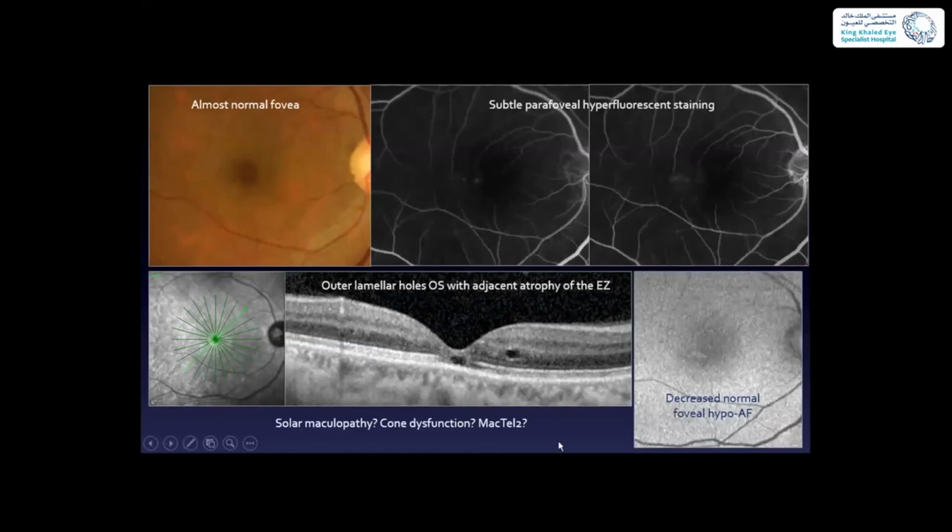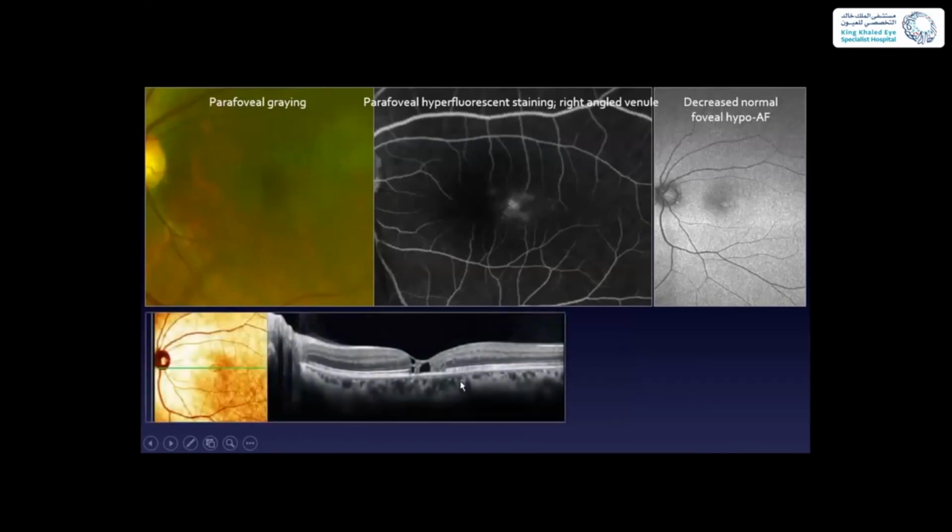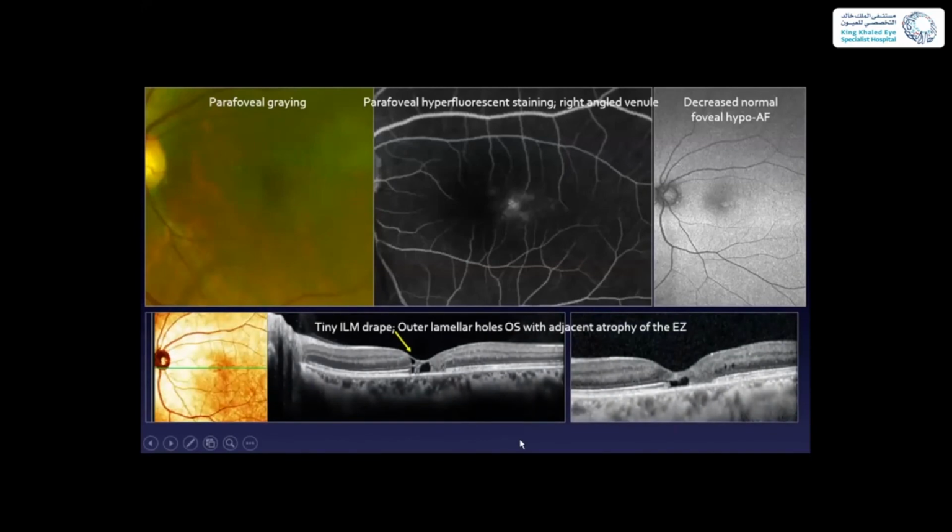There was also decreased normal foveal hypoautofluorescence. The left eye had much more marked features with graininess of the perifoveal area, parafoveal hyperfluorescent staining, and again decreased normal foveal hypoautofluorescence. And the OCT showed typical features of MACTEL2 with a tiny ILM drape and outer retinal holes and adjacent atrophy. So this is a characteristic OCT. I also want you to put this picture in your photographic memory. This is MACTEL2 until proven otherwise.